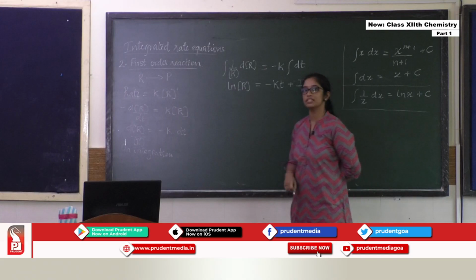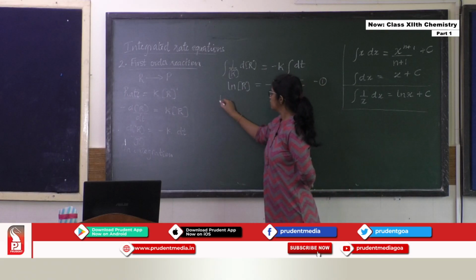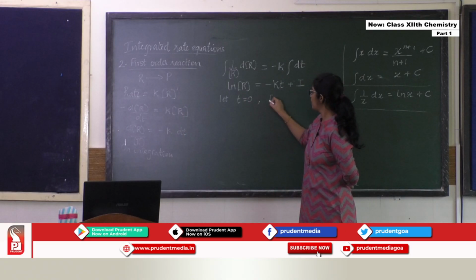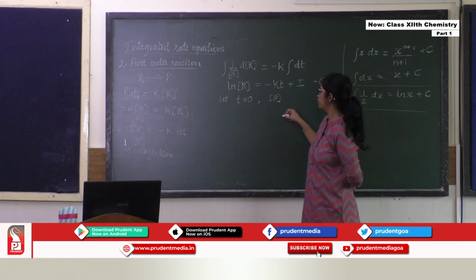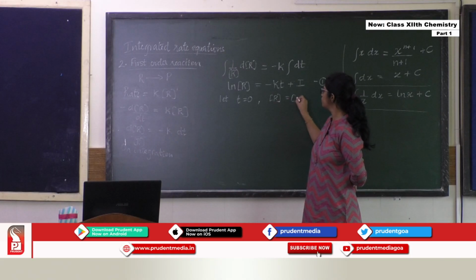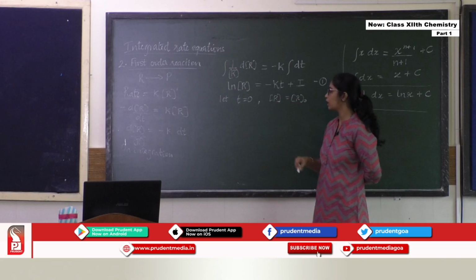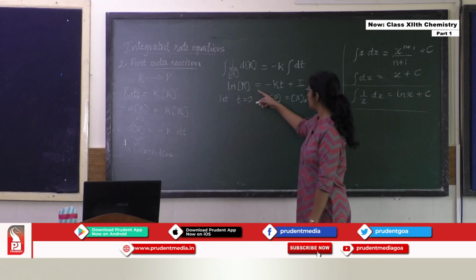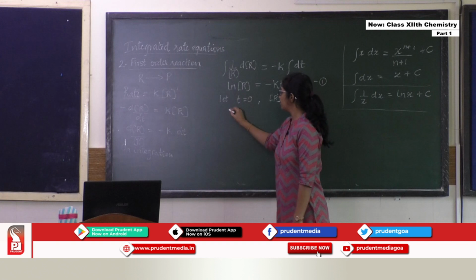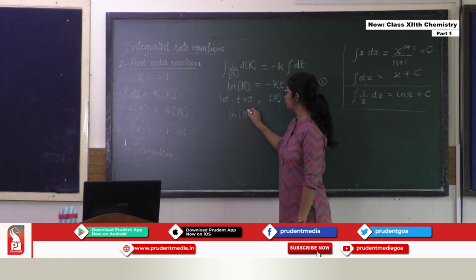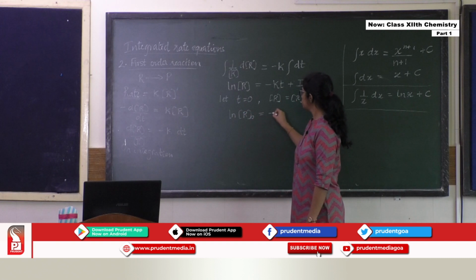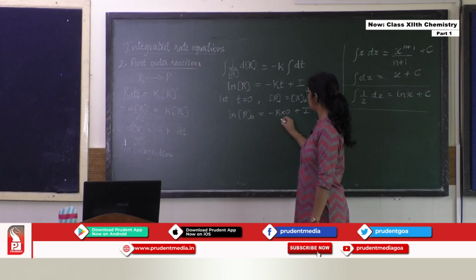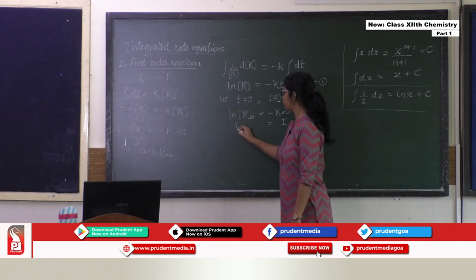Now again we are going to use the same conditions. Let t be equal to 0, then the concentration of the reactant at time t would be equal to R naught, which is the initial concentration of the reactant. So if you substitute these values in equation 1, we get ln of R naught is equal to minus k into 0 plus I. And finally we get I is equal to ln of R naught.